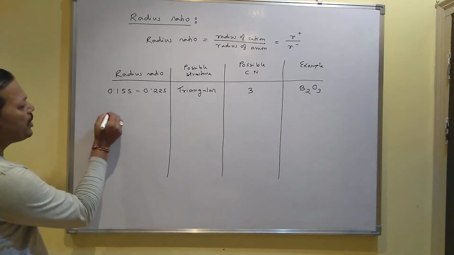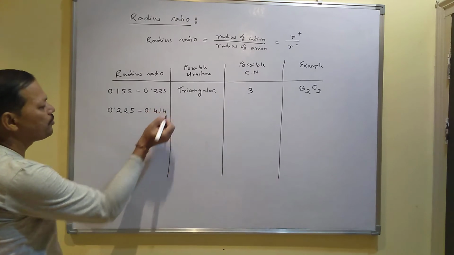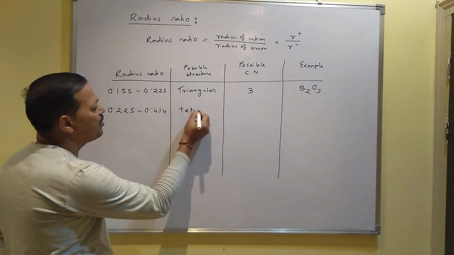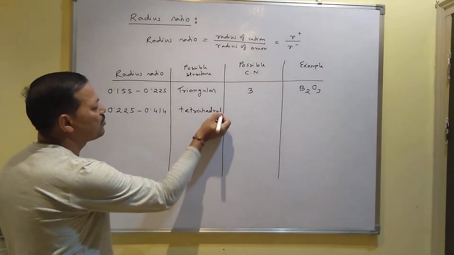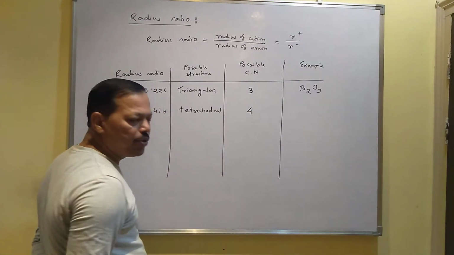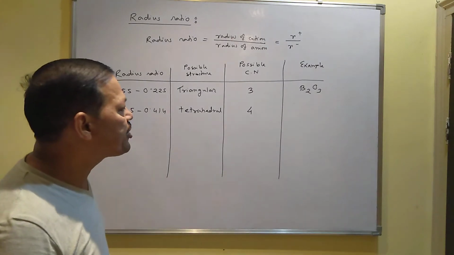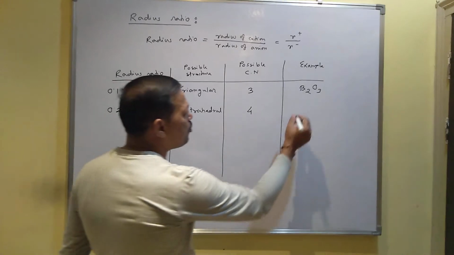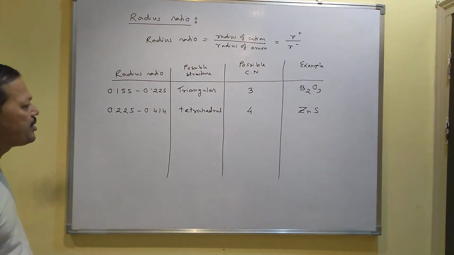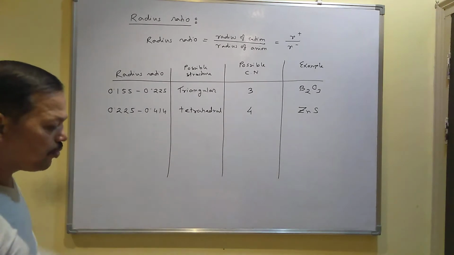And if the radius ratio lies in the range 0.225 to 0.414, then the possible structure for the solid will be tetrahedral. The possible coordination number will be 4. You know coordination number means one particular ion is touching how many ions, that is called the coordination number. An example of such a solid is zinc sulfide. This will adopt a tetrahedral shape and its radius ratio lies in the range 0.225 to 0.414.